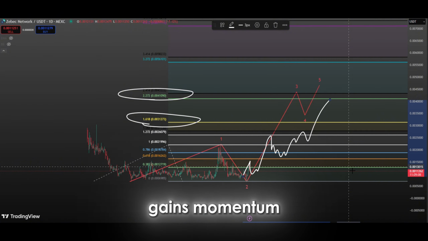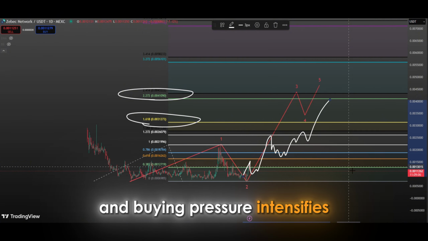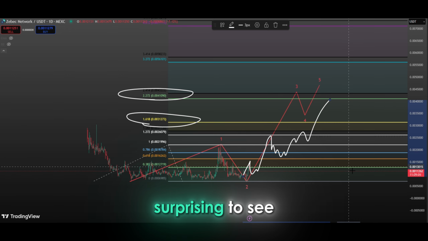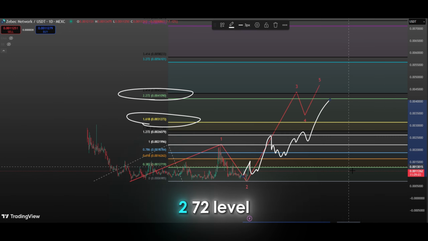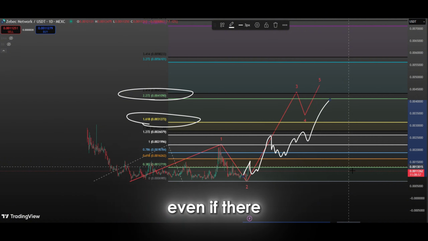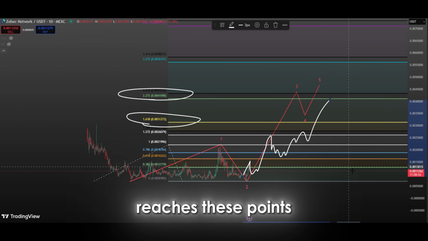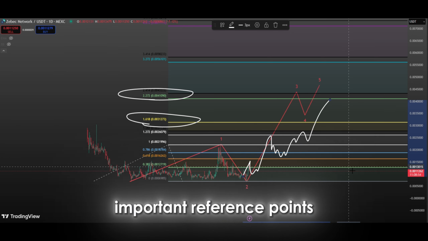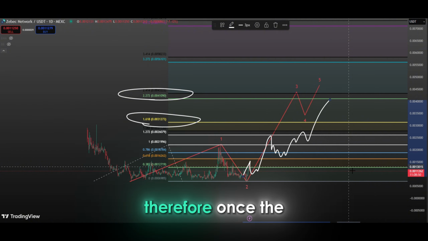If the market gains momentum and buying pressure intensifies, then it would not be surprising to see a rise up to the 2.272 level. These levels are not only technical but also psychological resistance areas. In other words, even if there are profit sales when the market reaches these points, they serve as important reference points for the continuation of the trend. Therefore, once the second wave is completed and the upside breakout is clear, it is quite possible that the price will make a rapid upward move once the third wave is triggered.